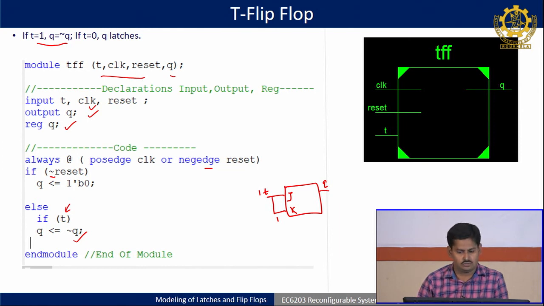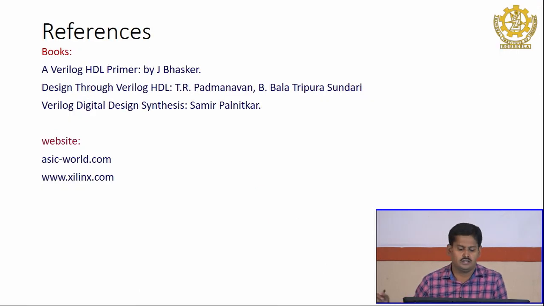This T flip flop we can mostly use for designing counters. In the next class we will try to model different types of counters: up counter, down counter, loadable counter, and divide-by counters, which sometimes divide the frequency by 2 or by 2.5, like that.